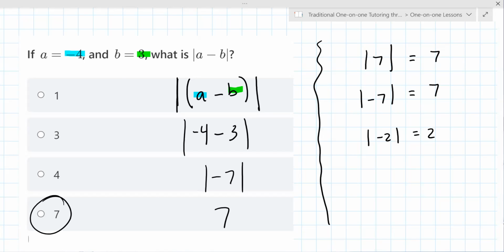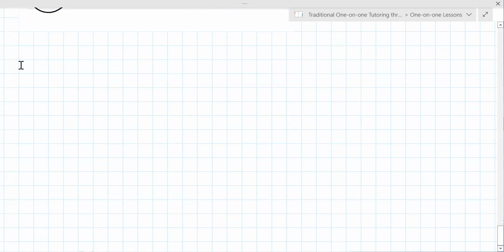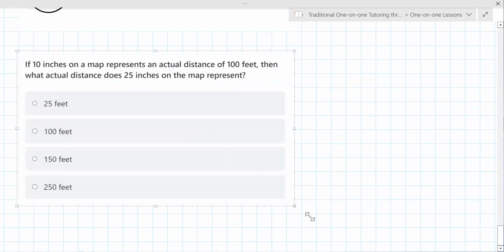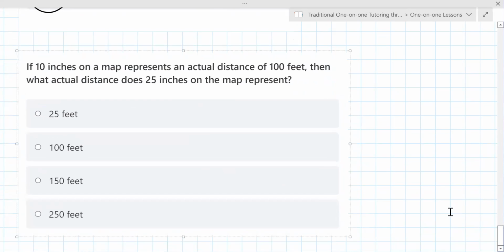Good. All right, so I got another question here that I think would be good for us to look at. I would call it a pre-algebra question. There are no equations or anything. Let me snip this in. All right, so it says if 10 inches on a map represents an actual distance of 100 feet, then what actual distance does 25 inches on the map represent? Any idea how to do this?